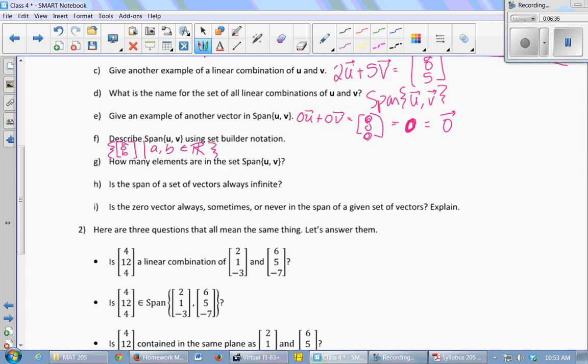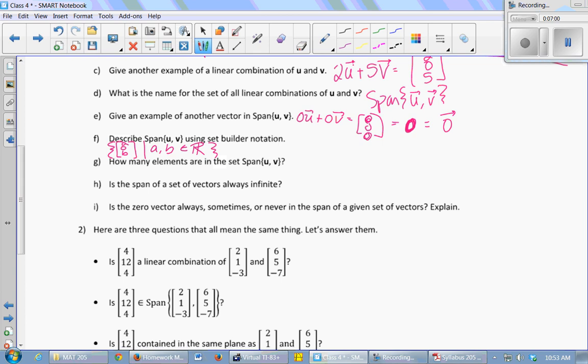A and B are elements of the real numbers. So this is kind of bringing back what we talked about on that first day of class when we were talking about set builder notation. So now we can use that notation to describe this new thing that we're going to work with called the span. How many elements are in the span of U and V?